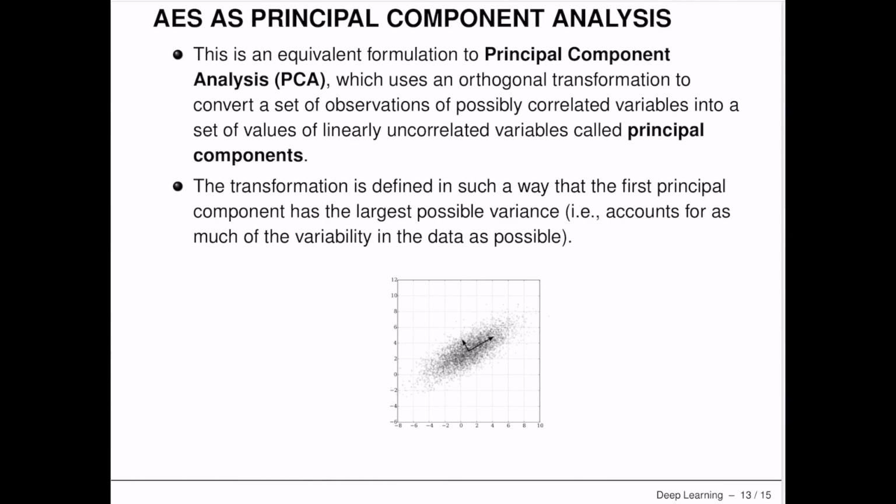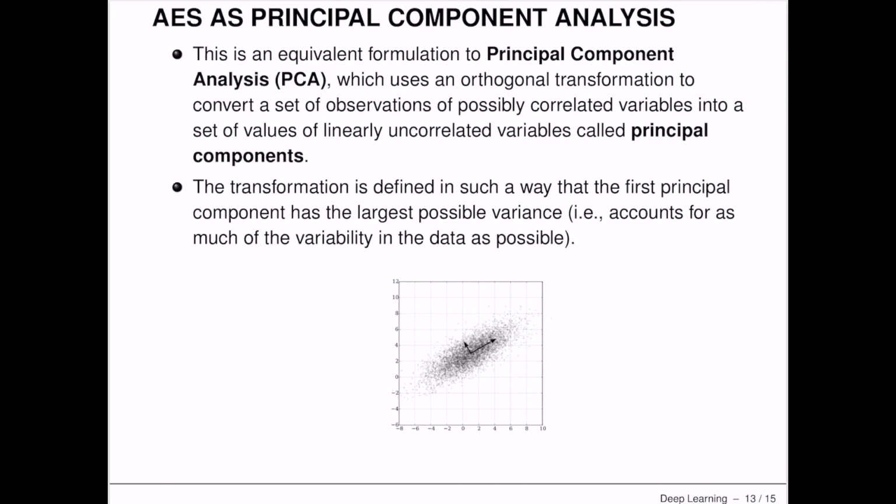Interestingly, this is an equivalent formulation to principal component analysis, often shortly denoted as PCA, where we also use an orthogonal transformation. But we aim at converting a set of observations of possibly correlated variables into a set of values of linearly uncorrelated variables. These linearly uncorrelated variables are called principal components. So there we're searching for some kind of rotation that uncorrelates our variables.